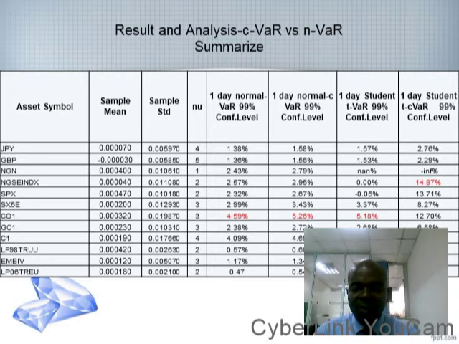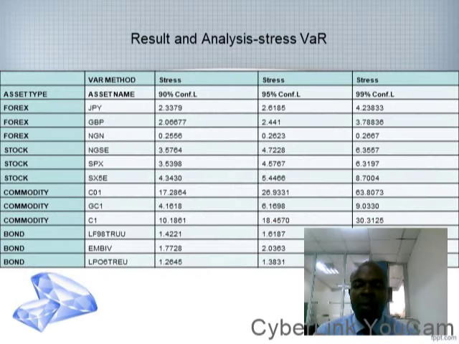The summary of our comparative analysis shows that the crude oil first contract maintains the highest in terms of normal VaR, normal CVaR, and student TVaR, while the Nigerian stocks has the highest in terms of student TCVaR. Our stress VaR that was computed also shows a similar trend in terms of performance of crude oil first contracts, which was also observed in previous computations.